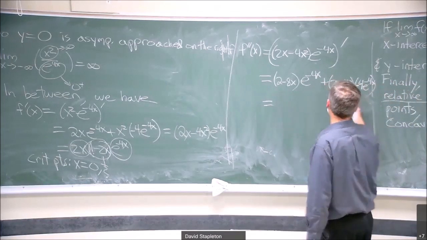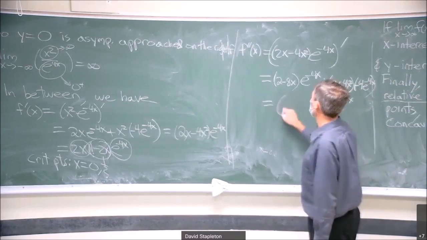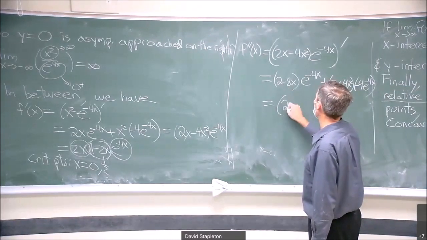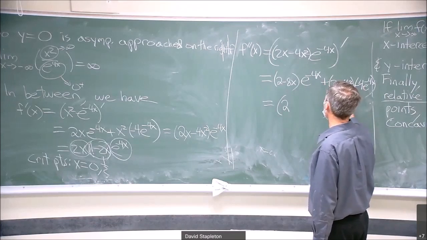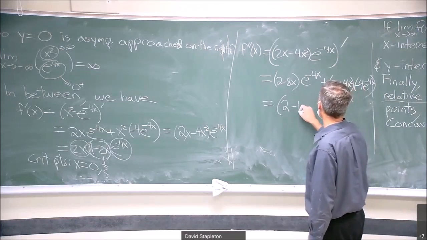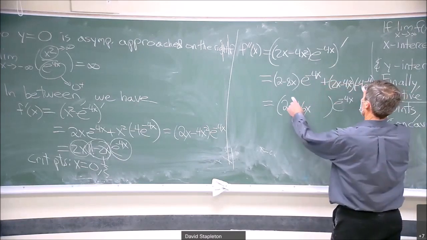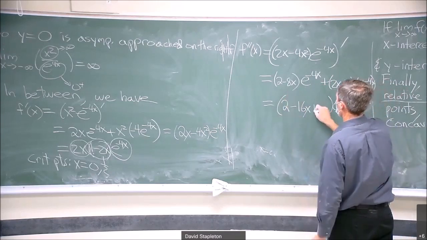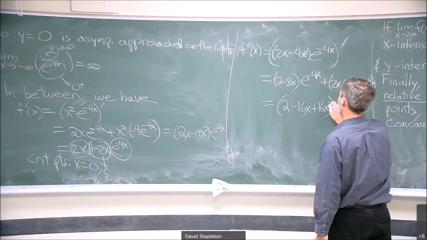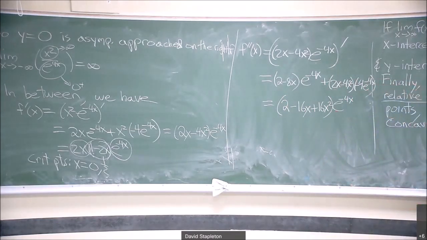Now we can group all this. There's an e to the minus 4x multiplying everything. It multiplies 2 minus 8x plus another 8x, minus 16x, minus 8x, and then plus 16x squared. There it is. There's the second derivative.